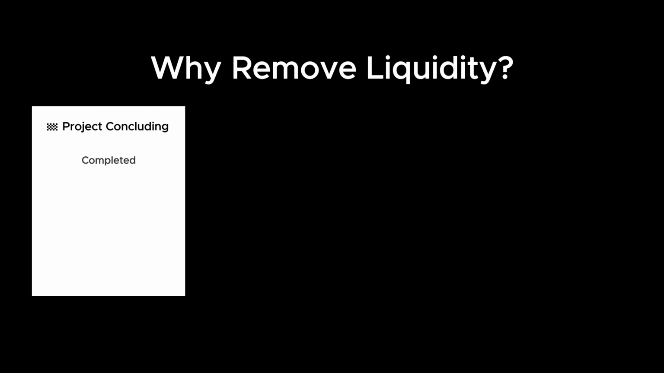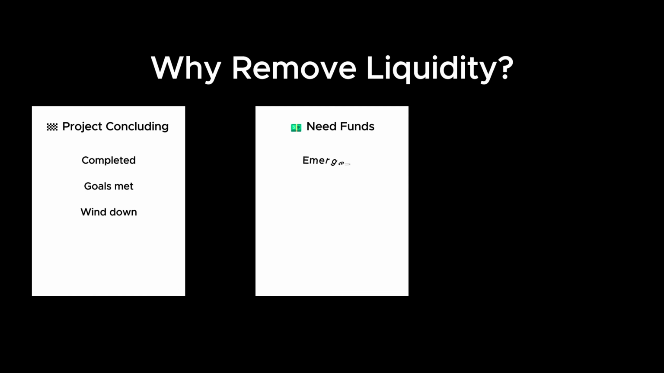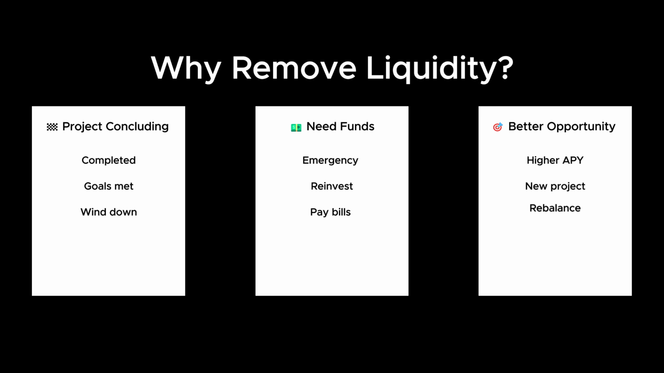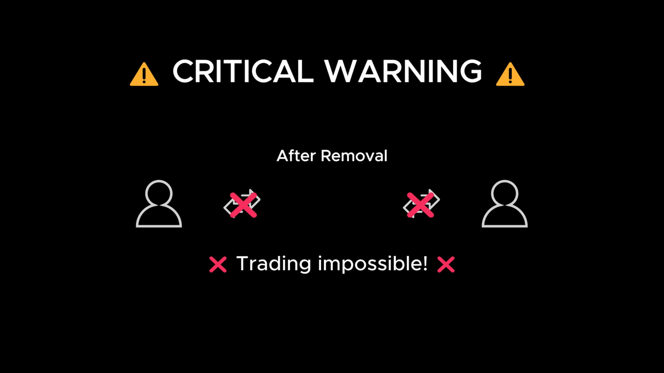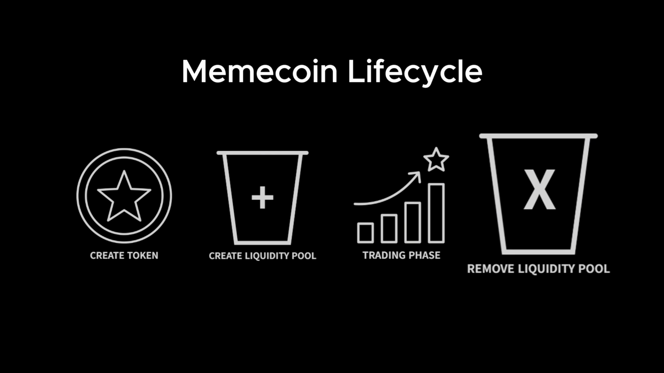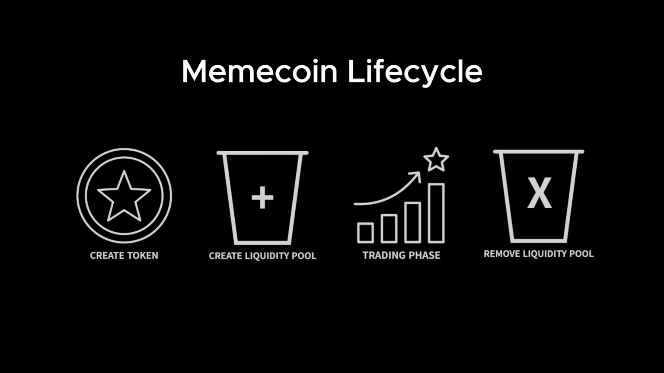There are many reasons to remove liquidity. Your project might be concluding, you might need funds, or perhaps you found a better opportunity. The key point is that removing liquidity makes trading that token pair extremely difficult or impossible. This is often the natural life cycle of many meme coins in the Solana ecosystem.